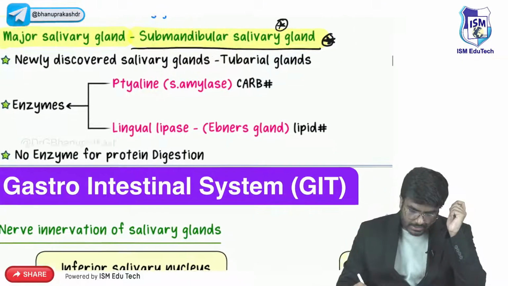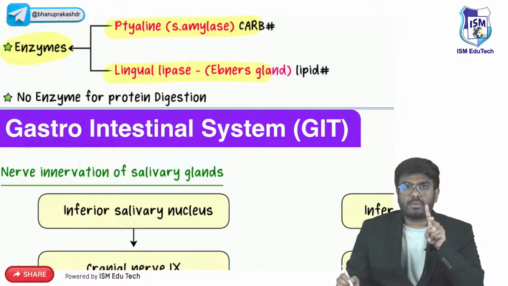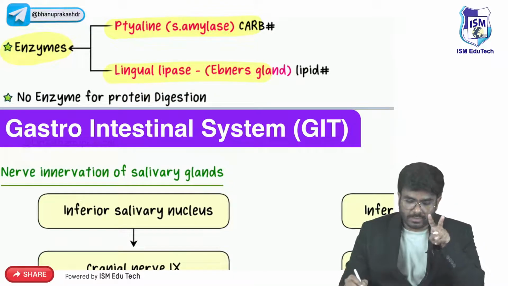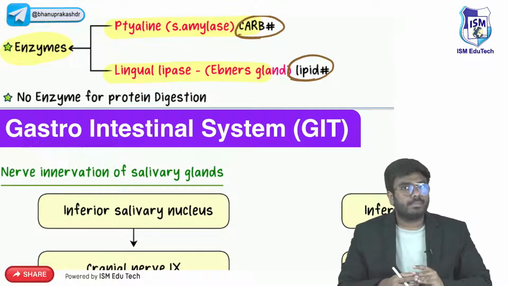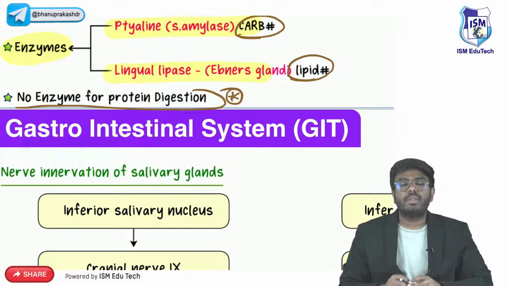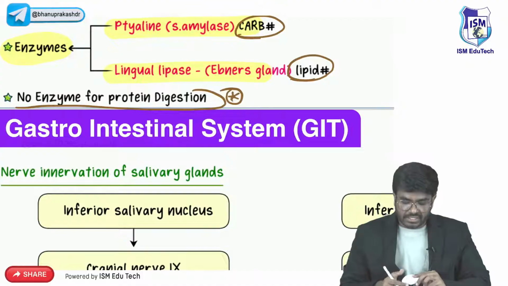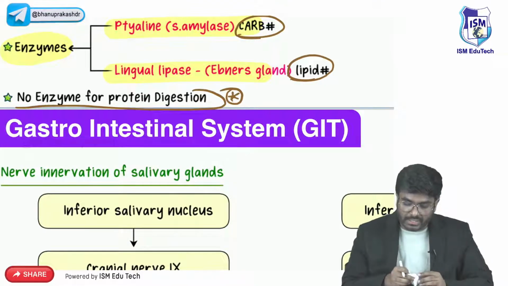Next, in the saliva, which enzymes are present? In the saliva, two types of enzymes are present. Not three types, only two types. One for carbohydrate digestion, and one for lipid digestion. But protein digesting enzymes are not there in the saliva. MCQ: in the saliva, which digestive enzymes are not there? Proteases, the protein digesting enzymes, are not there in the saliva.